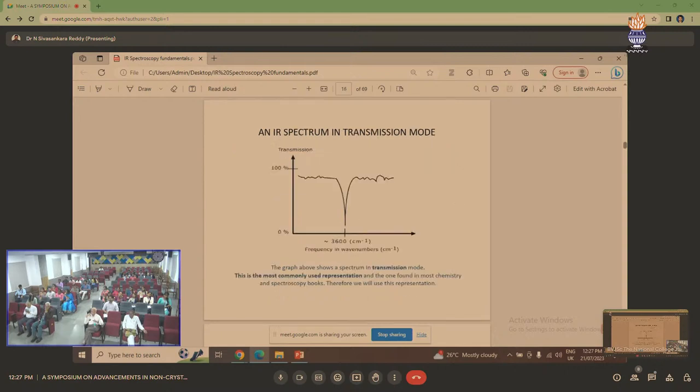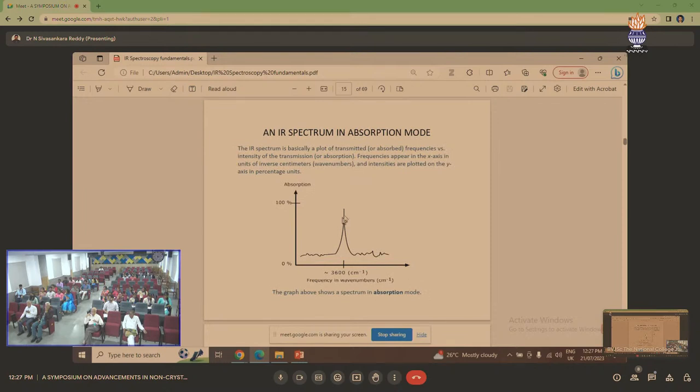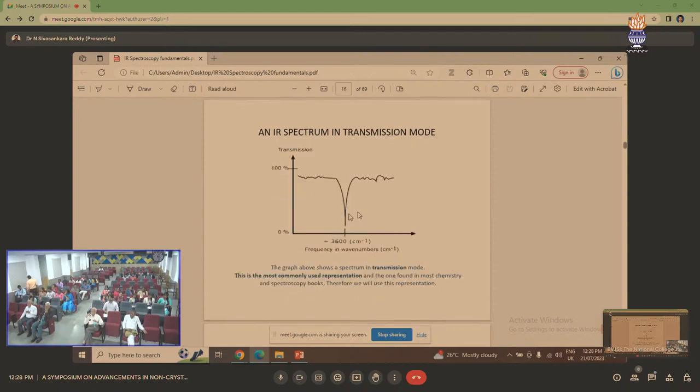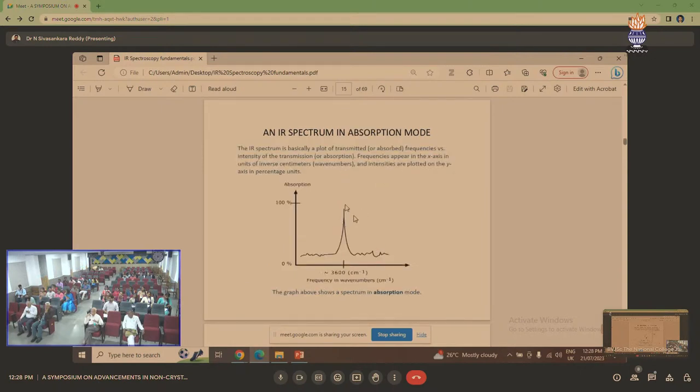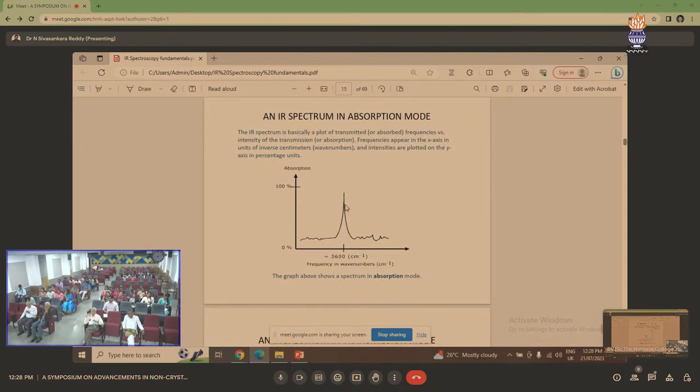If you look at the transmission spectrum, you see it is a reverse. In a transmission spectrum, we take a downward peak, and in an absorption spectrum, we take an upward peak. You have to be very careful, because when you prepare glasses and take FTIR spectroscopy, some places give absorption data, some places give transmission data. In transmission data, the peak which gives the corresponding vibration is the downward peak you have to take, and in case of absorption, you have to take the upward peak. So these are the fundamentals I wanted to cover.